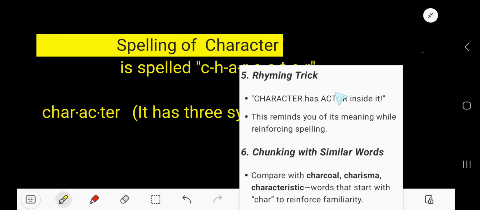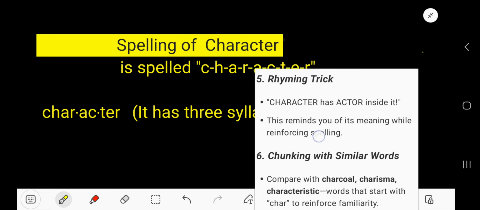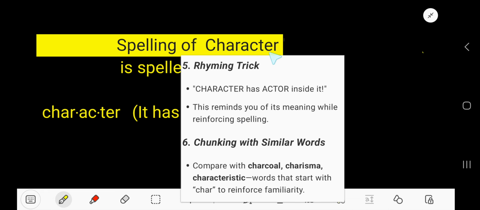So let me help you more so that you can remember. Okay, look, in the word character, the challenging part is the ACT. The C is RAC, character, TER, you can easily memorize, but ACT is the difficult part. So how to remember that?